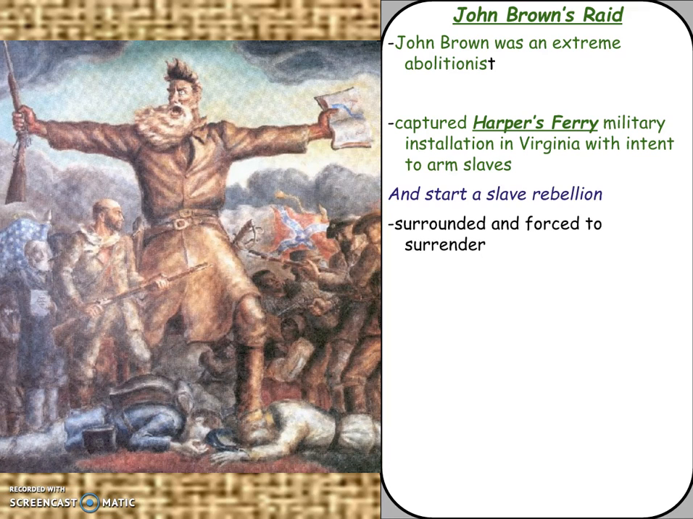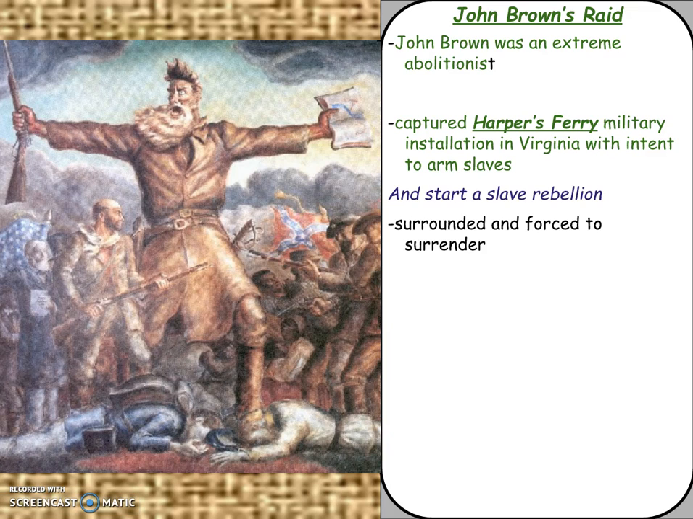So what ends up happening though is this was a complete failure. He ends up being surrounded by Robert E. Lee and the Virginia military. He is forced to surrender. One of his own sons is going to be killed in this. There was no large group of slaves who showed up to start this slave rebellion.